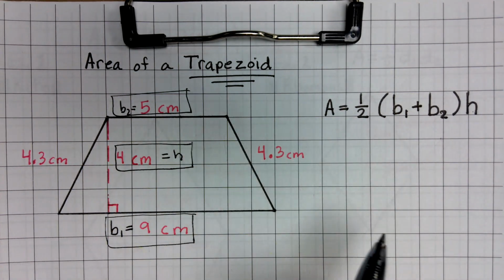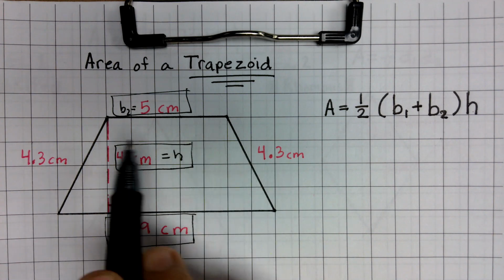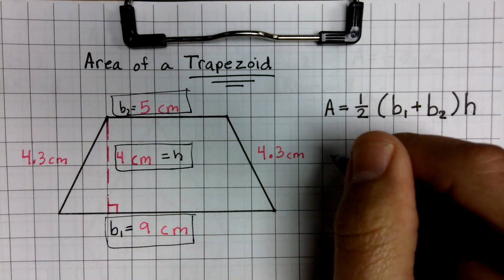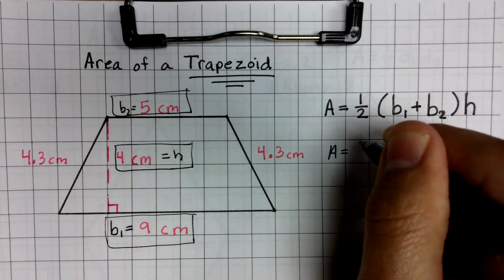So even though they gave us more numbers, right? Because we have these two sides. The fact is, those are the only three numbers we need to find the area. So I'm going to go ahead and substitute the values.